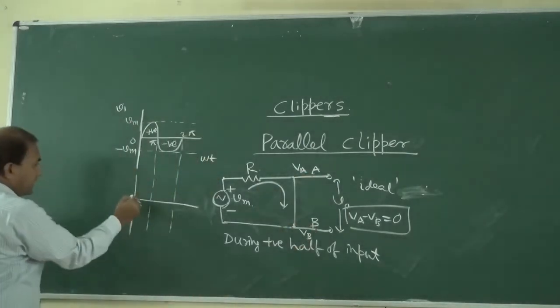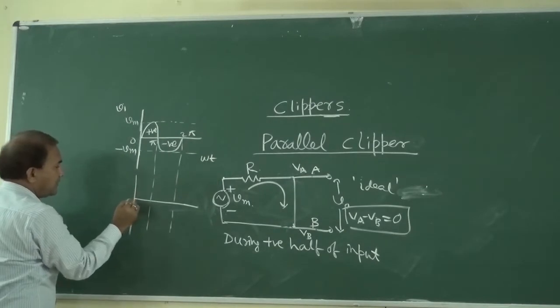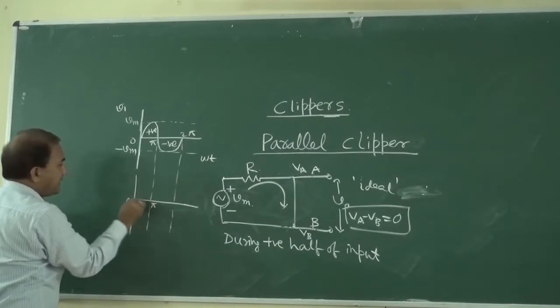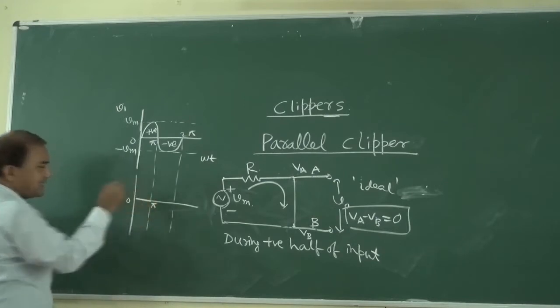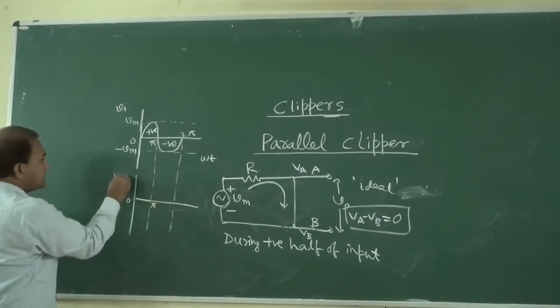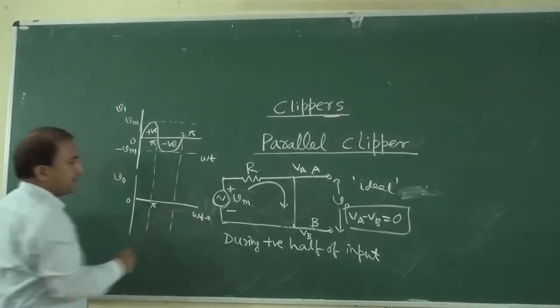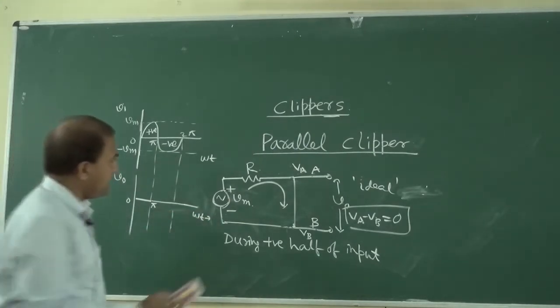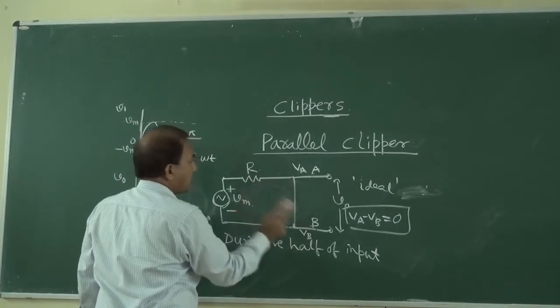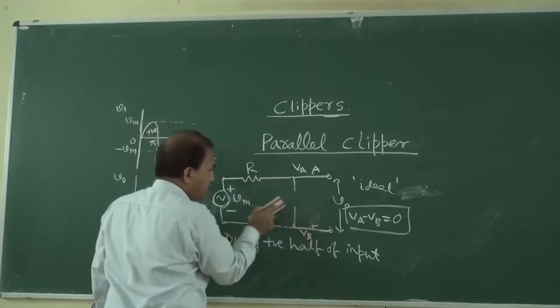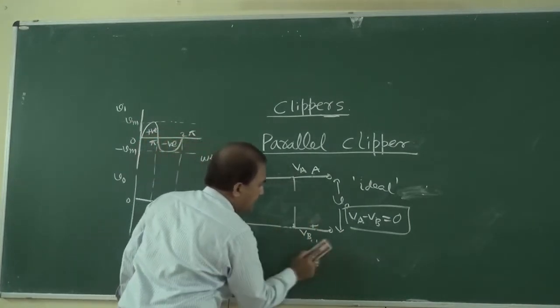So we can draw it like this. From 0 to pi, V output is equal to 0. This is the graph between V output versus omega t. Then we will see what happens during the negative half cycle.